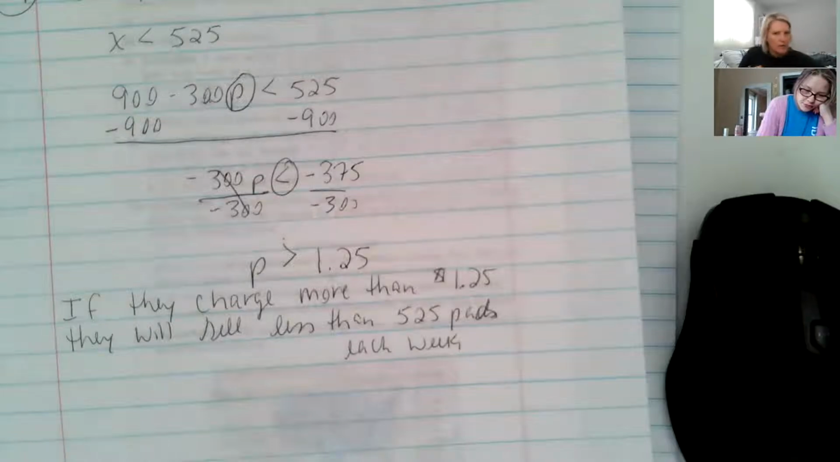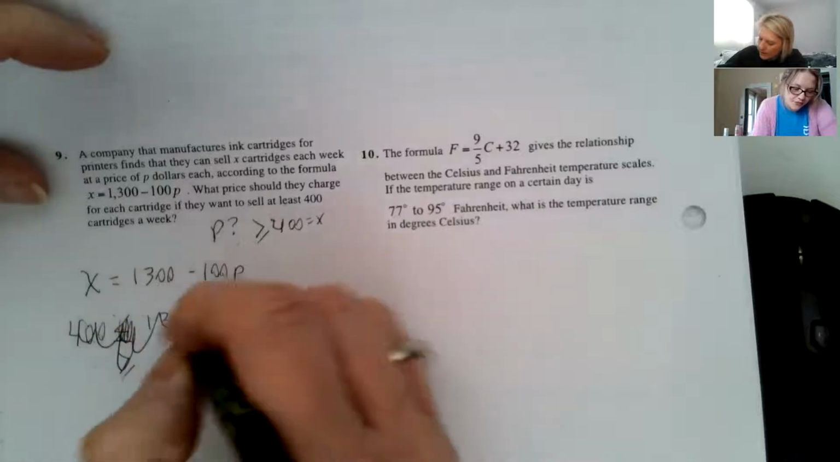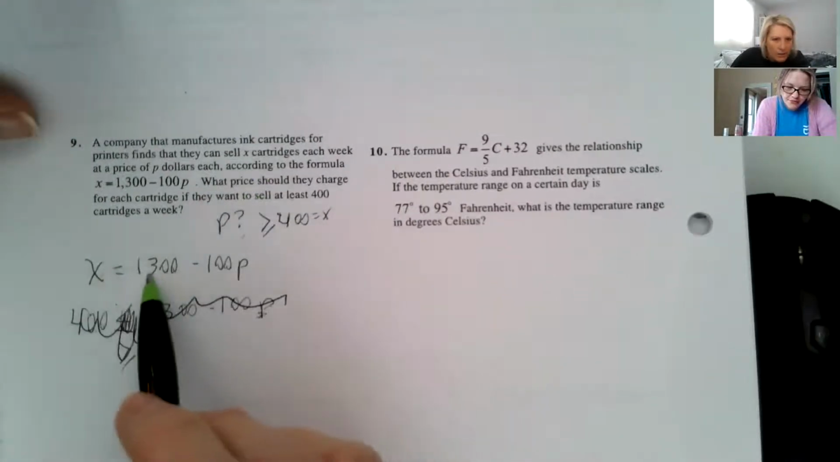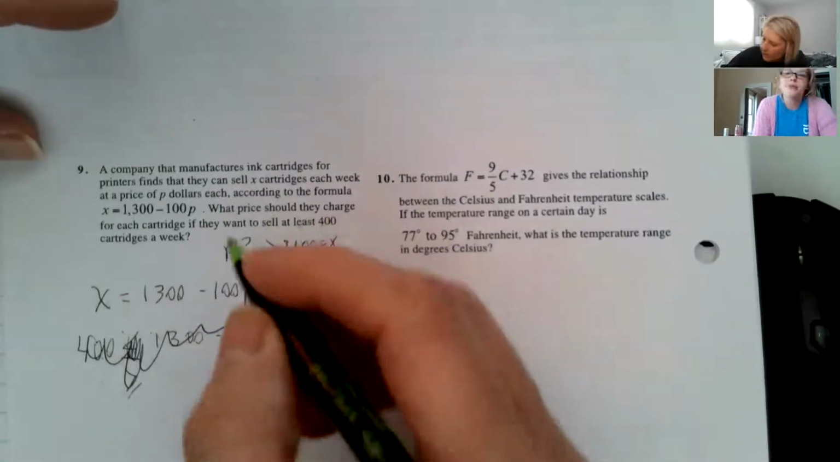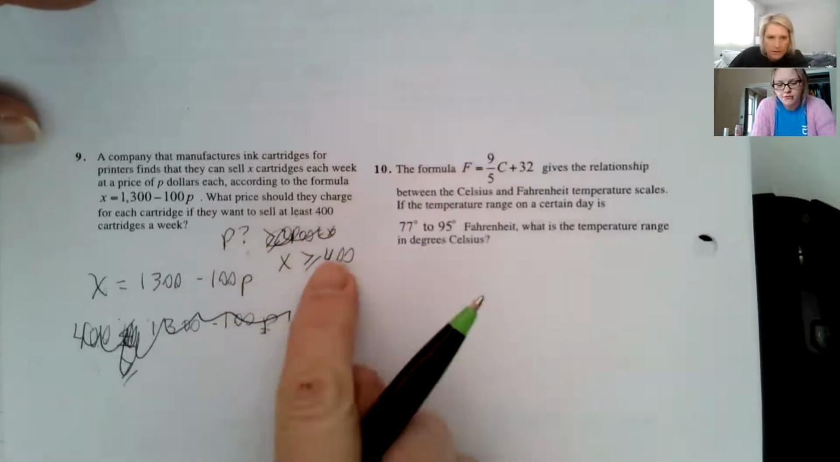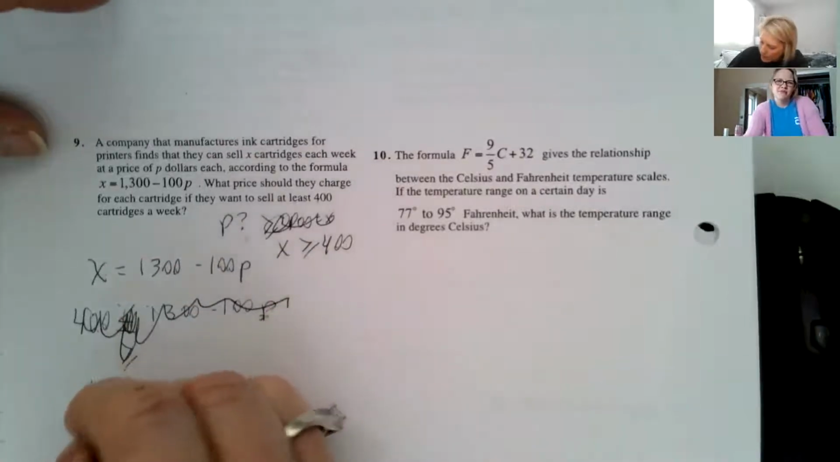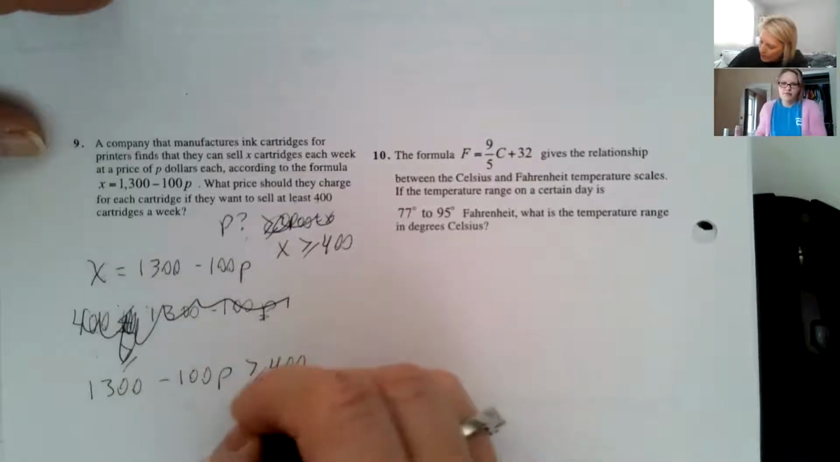So real quick, before I answer Heather's question on 2.7, I'm going to go back to 9 because everybody has this clear. So we know that here the cartridges is this many dollars, right? Based on this many dollars. And it says we want to sell at least 400. So we want our cartridges to be at least 400, so we want our equation to be greater than or equal to 400. So we're going to write it like this: 1300 minus 100p is greater than or equal to 400.